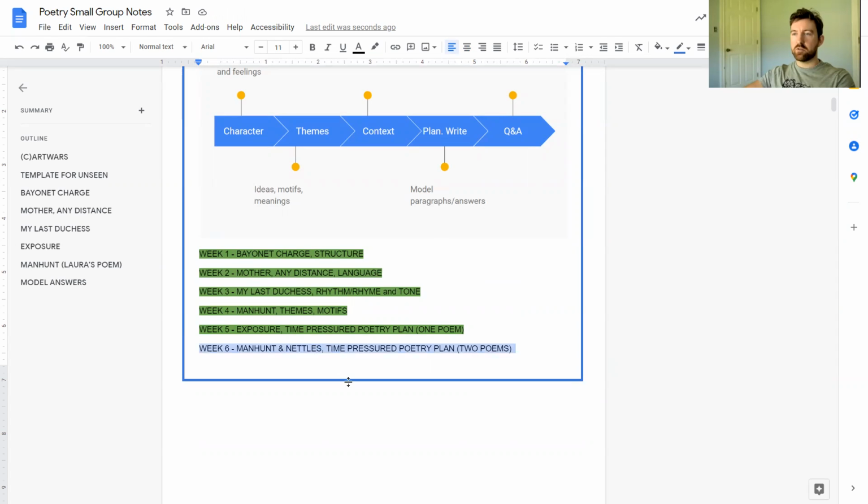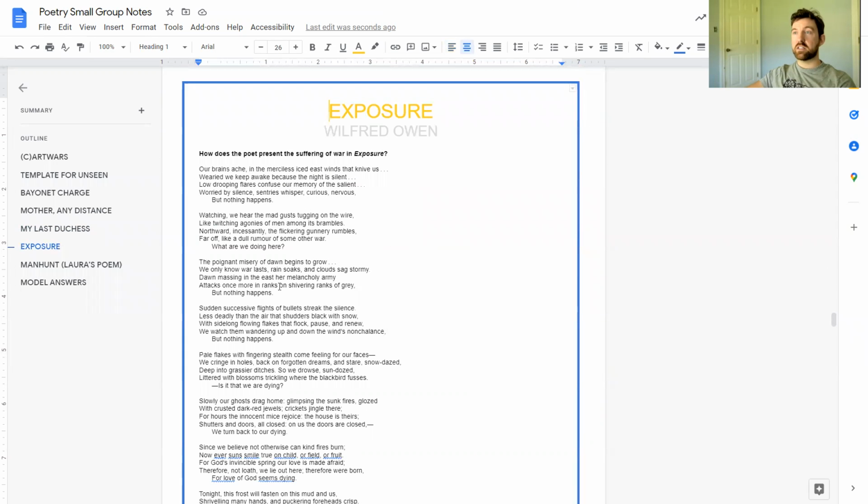And next week, just to give you a bit of a heads up, I'll be doing another time-pressured poetry plan, but a comparative one. So in the unseen sections, normally you just do an analysis of one poem, especially on the larger questions. But some of you will be doing a comparison. Others of you who are doing the poetry anthology, you'll definitely be doing a comparative poetry essay. So I want to show you both. I want to show you how to plan to analyze one poem and also a plan of how you would compare and analyze two poems. So that'll be coming up next week. So yeah, we're going to get started.